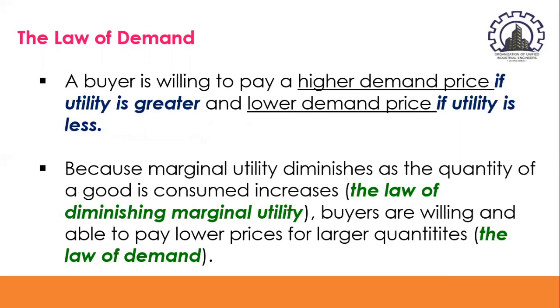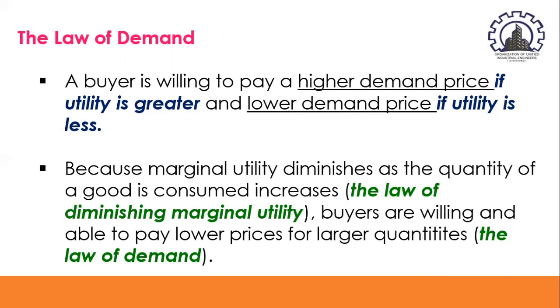And while the law of diminishing marginal utility pops up throughout the study of economics, it is most important to the study of demand and the law of demand. So it offers preliminary insight into the age-old question: why does the demand curve have a negative slope? Now, the key to this connection is that the demand price that a buyer is willing and able to pay for a good depends on the satisfaction or utility generated from consumption.